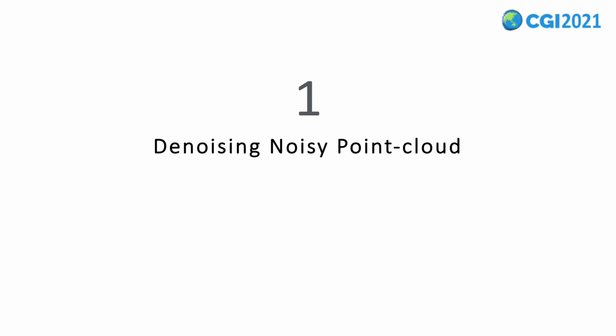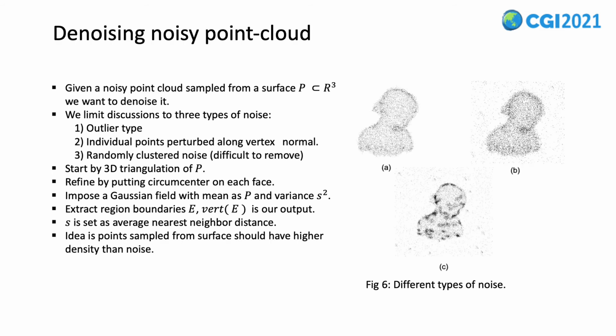Now we come to the applications, like denoising a noisy point cloud. Given a noisy point cloud sampled from a surface P, we want to denoise it. We limit our discussion to three types of noise. The first one is outlier noise. The second one is individual noise that's perturbed along the vertex normal. And the third one is randomly clustered noise. They are very difficult to remove.